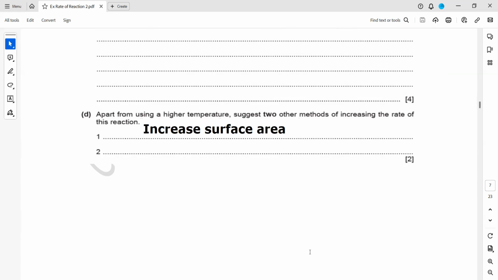A catalyst can also be used to increase the rate of a reaction, as can increasing the surface area or increasing the concentration. So both factors will increase the rate of this reaction.